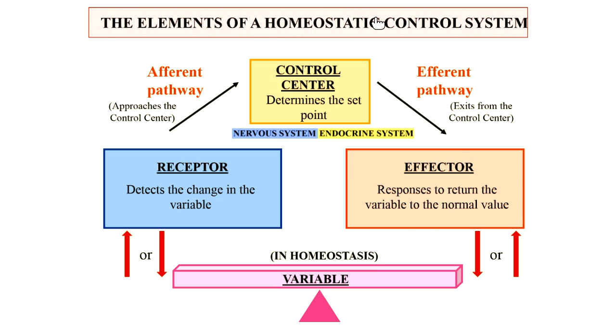Okay, this is how it is controlled. We have the receptor, which detects the change. Then we have the afferent pathway, so that information is taken to the brain. The brain decides what to do, then it sends that signal, that information, down the efferent pathway, which goes to the effector. And the effector is basically a muscle, a gland, whatever it is that changes in response to the variable or the receptor over here.